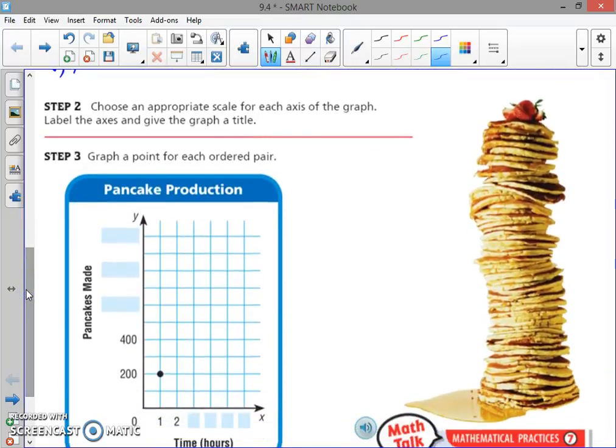Choose an appropriate scale for each axis of the graph. Label the axes. This is just the plural word of axis. So this is one axis. This is more than one, so it's axes. And give the graph a title. Okay, so step 3, graph a point for each ordered pair.